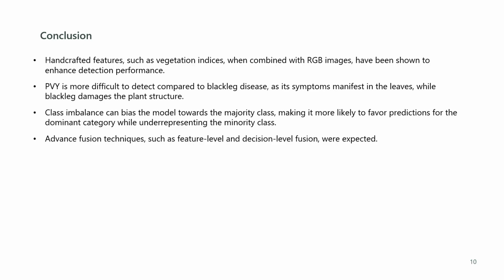So, we conclude that the selected features, like vegetation indices, combined with RGB images, can improve disease detection accuracy. The PVY is harder to detect than black leg infection. That is because its symptoms appear on leaves, while black leg infection affects both the color and the plant structure. What's more, the class imbalance can cause the model to favor the majority class, meaning healthy ones. Additionally, advanced fusion techniques could further improve the detection performance.